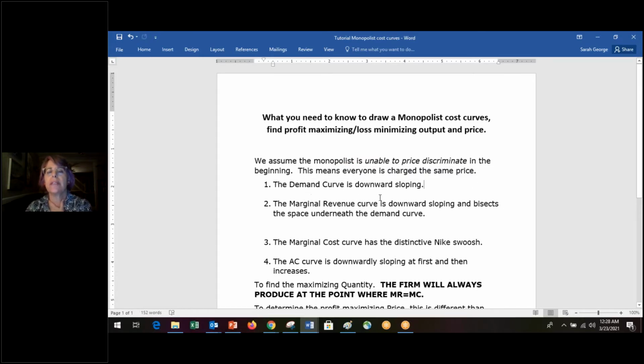The demand curve is downward sloping. The marginal revenue curve is no longer the same as the demand curve. Each time that you sell something, your marginal revenue is going to be less and less. I'll show you how to draw it. It's basically you bisect the space under the demand curve. The marginal cost curve is the same kind of distinctive Nike swoosh, and the average cost curve is similar. As any cost curve, it's going to be downward and then back upward sloping.